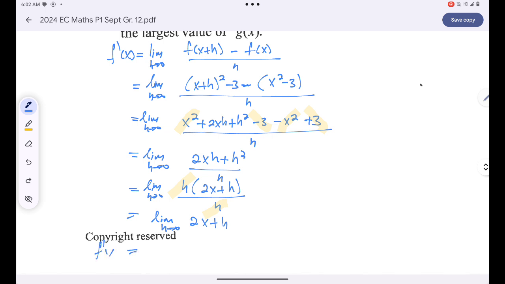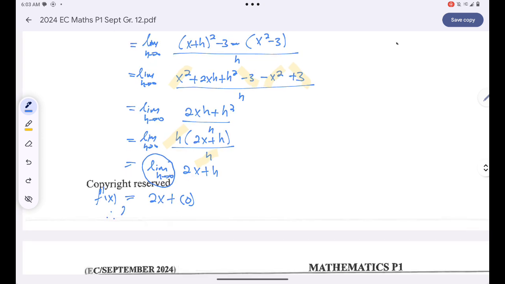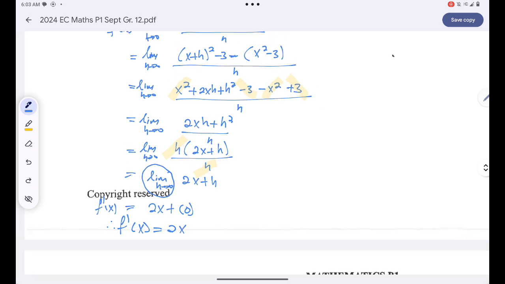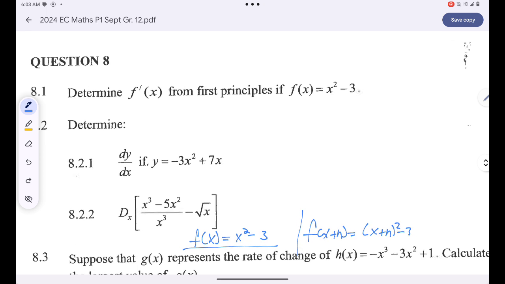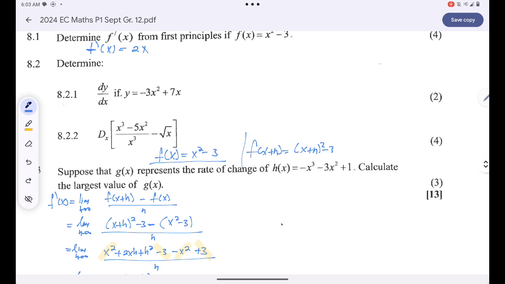And then the derivative. Please note that whenever I'm substituting the value of 0 for h, I'm no longer writing this statement, because that statement kept on reminding me that I need to substitute 0 whenever I come across h. So I'll simply say 2x plus 0, and hence the derivative will just be equal to 2x. So the derivative with respect to x of f of x is just equal to 2x.